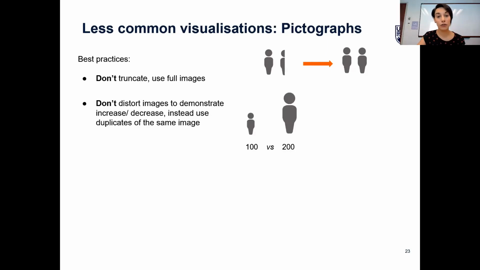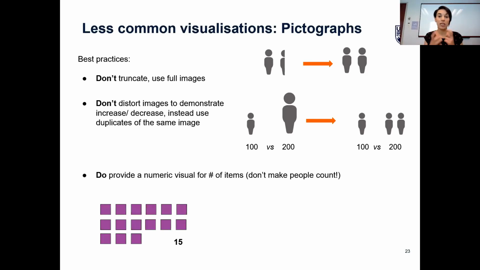Likewise, don't distort the images. If you want to say something like 100 people versus 200 people, and you're using a single image to represent 100, don't simply make that person larger. Again, this is an issue around perceiving the area and how much that represents. Is this truly a double of the 100? Instead, if that single image represents 100, use 2 of them to indicate 200.